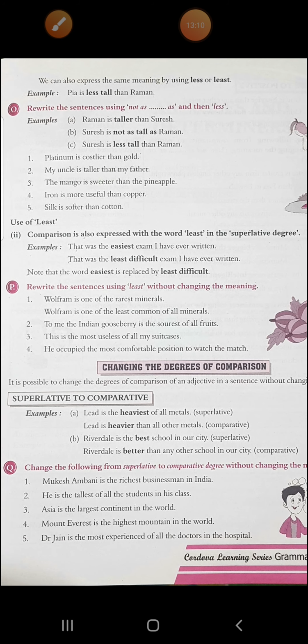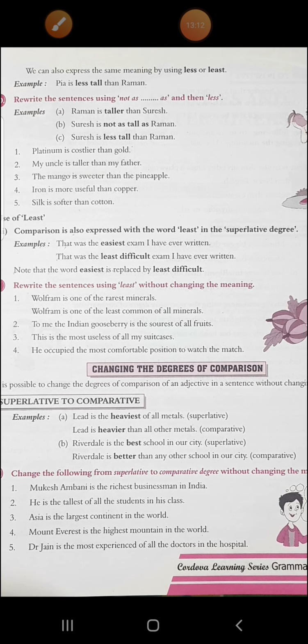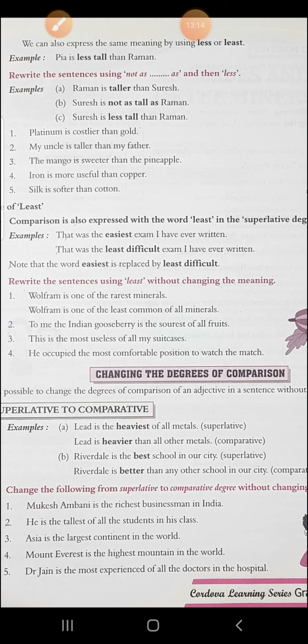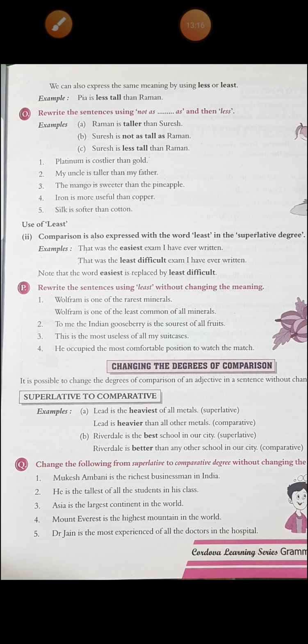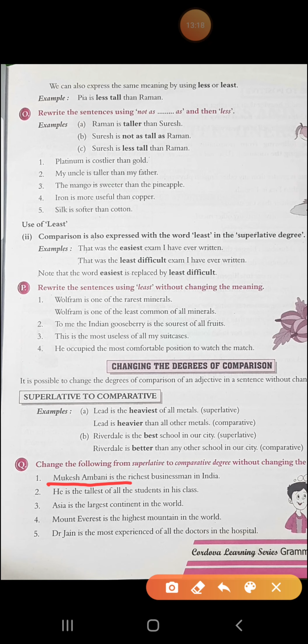Now let's see the first one. We will get how to do it. The first one is, Mukesh Ambani is the richest businessman in India. So what will be the answer? Mukesh Ambani is richer. You have seen richest becomes richer. Mukesh Ambani is richer than any other businessman in India.